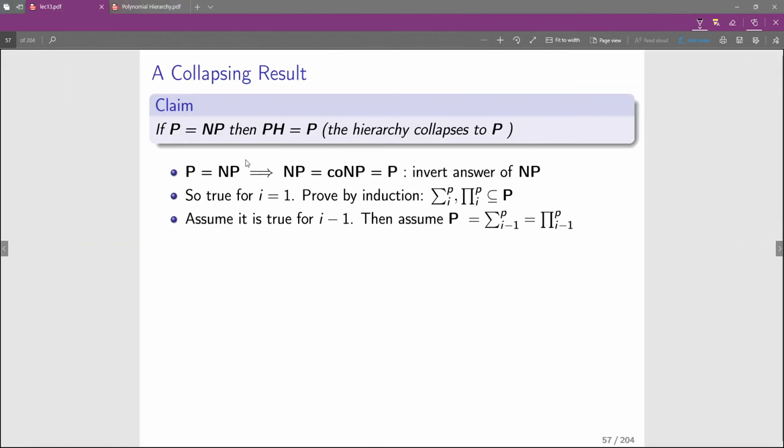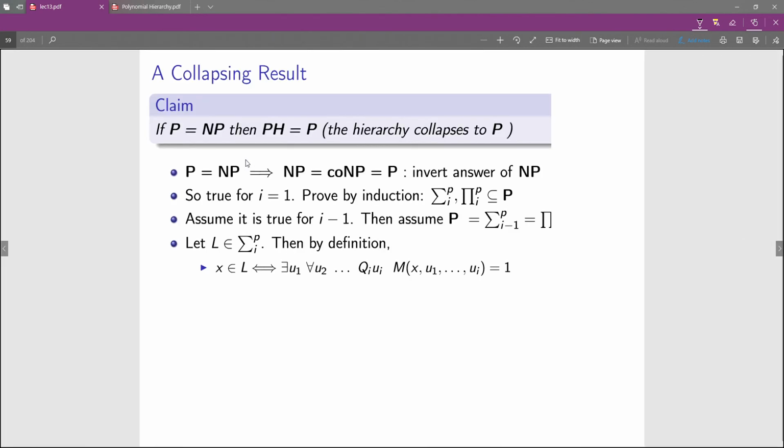This is also a proof by induction here. I'll just skip through the slides.